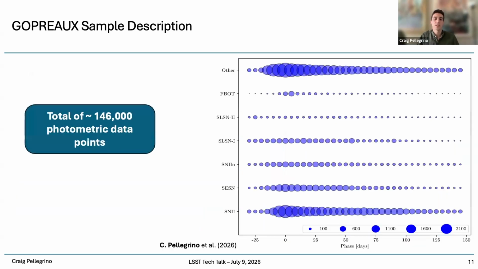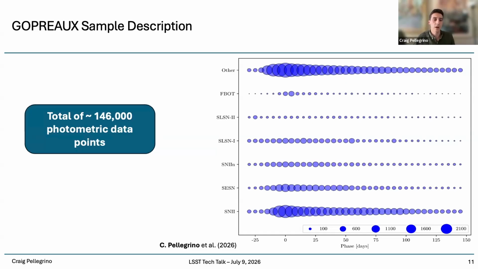So across these 1,300 transients, we've aggregated close to 146,000 different data points. This distribution is shown here on the right. This gives the total number of observations by phase broken down into different subtypes of supernovae. You can see that, not surprisingly, the densest observations tend to be clustered around peak brightness, because again, this is when the supernova is brightest. We also have the most observations for the more common types of supernovae, such as the type 2s and the type 1As. But we also have pretty good coverage overall of all different types of supernovae.